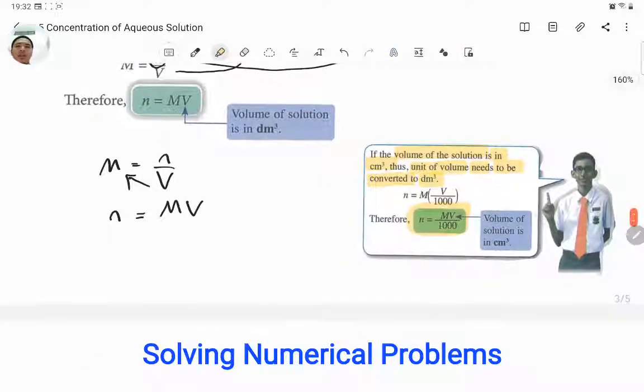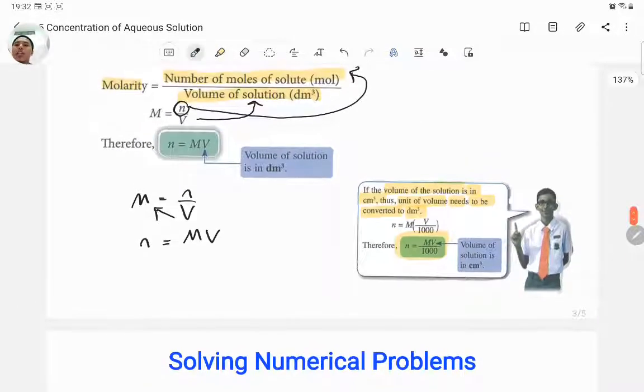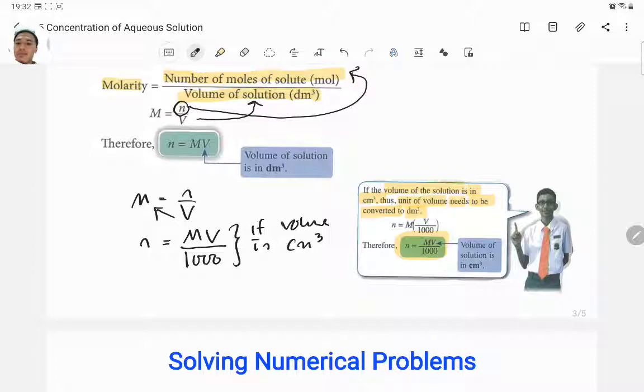So from the equation that I gave you, if our volume is in centimeter cube, you need to divide with 1000. This is if the volume is in centimeter cube. If not, proceed with N equal to MV. It does not need to be divided with 1000.